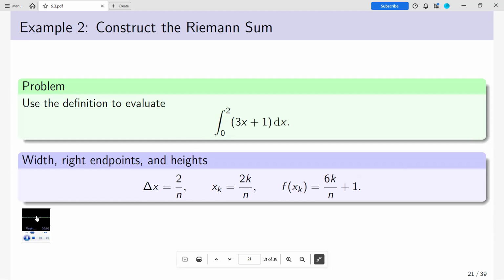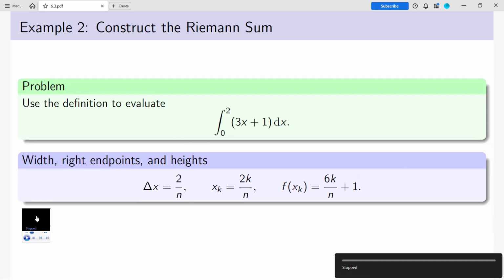For the interval from 0 to 2, delta x is 2 over n and the right endpoint is 2k over n. Substituting into the function gives the rectangle heights. This setup is short, but like reading the instructions, it prevents a surprisingly large number of disasters.